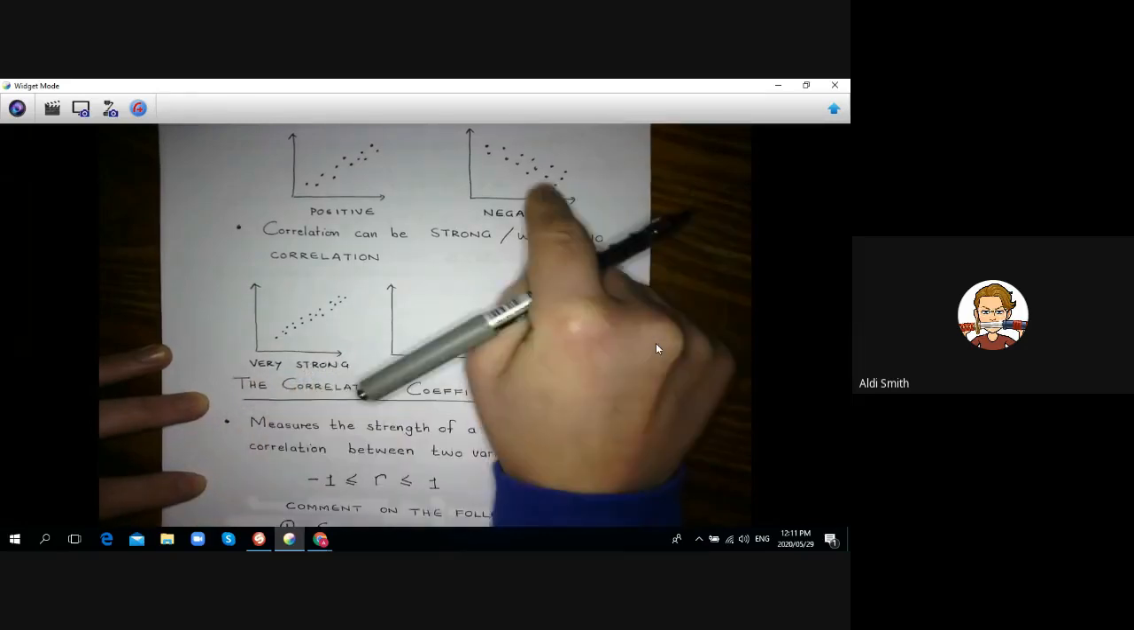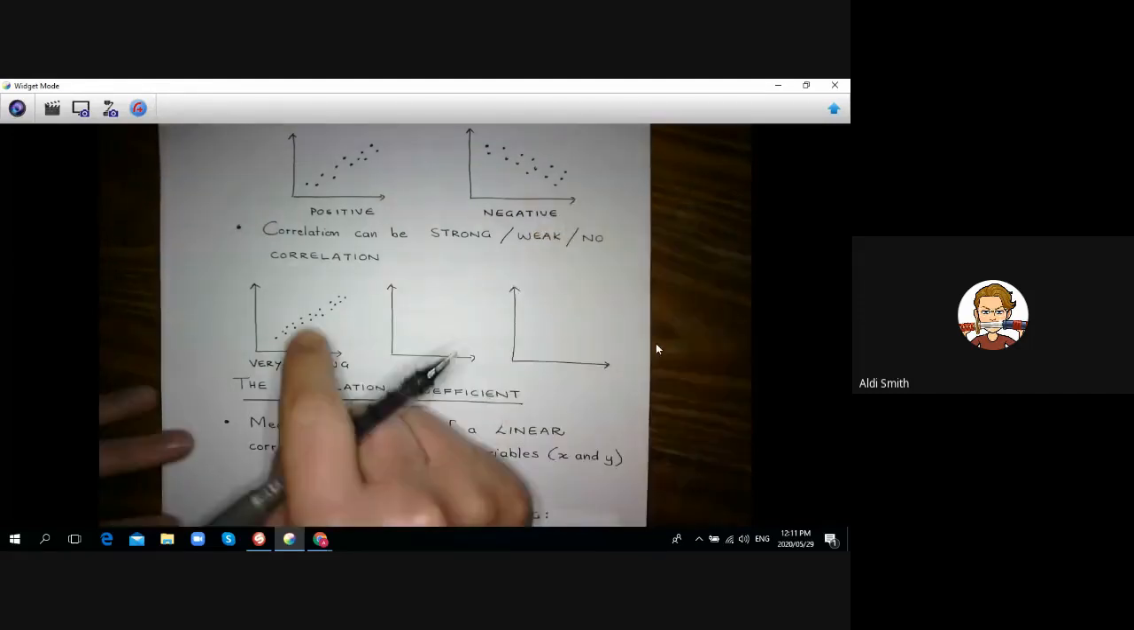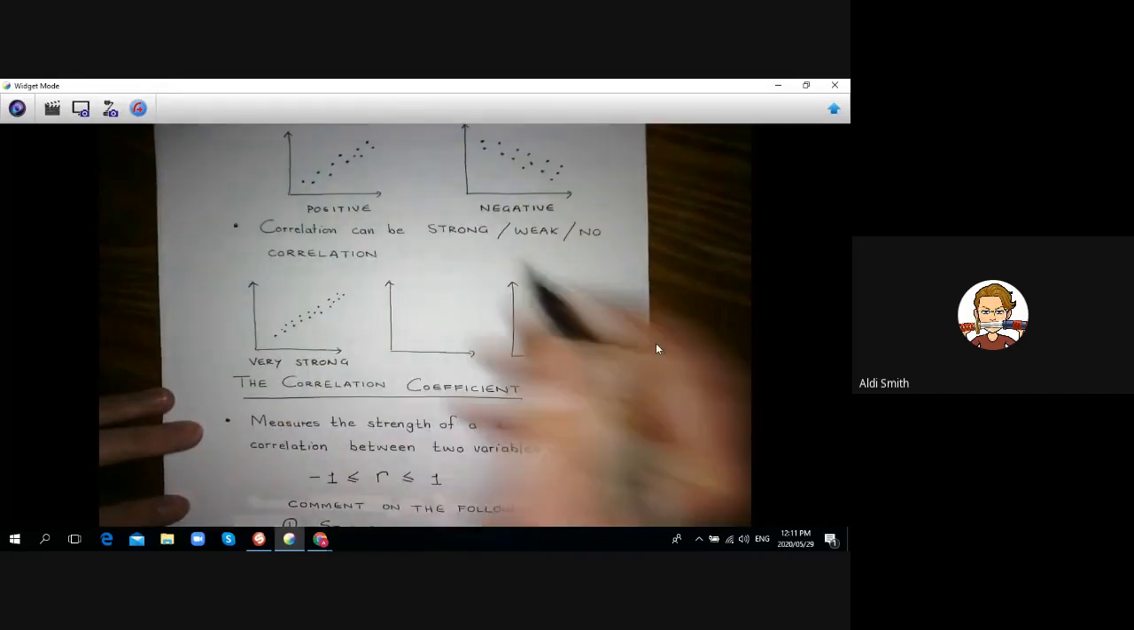These dots, for instance, up here, we actually will refer to as strong or significant correlation. But we'll talk about how to judge the strength of correlation a little bit later on. But this is a very strong correlation. Then a correlation can also be weak.